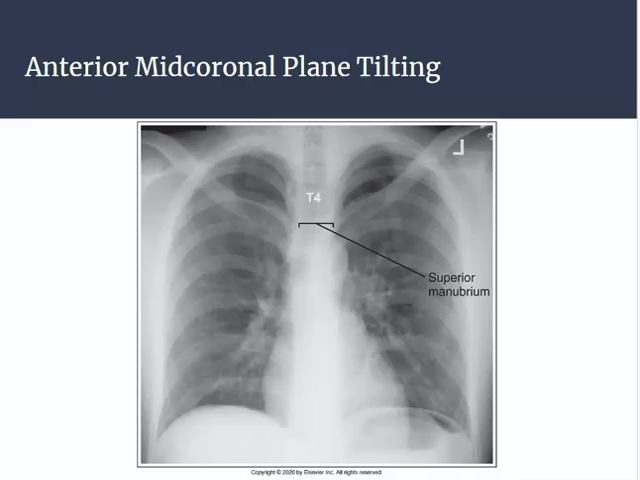In addition, you'll see that there's more than 1 inch of the apices demonstrated above the clavicles. Also, the clavicles won't always be demonstrated horizontally. You'll actually sometimes see them demonstrated vertically. All this should indicate to you that the mid-coronal plane is tilted towards the board, and we need to get that plane parallel with the board or the IR.